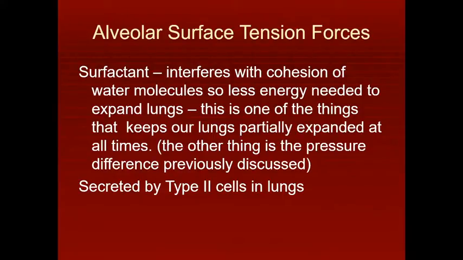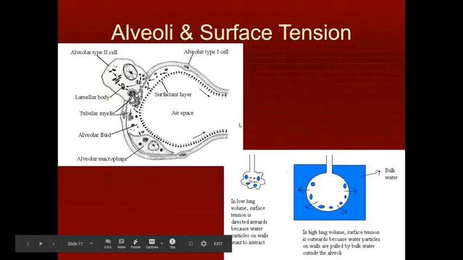Surfactant is secreted by type 2 cells in the lungs. That's probably a test question because it's easy and it's on there, and I can say, see, I told you, Garrett. All right, so we have our type 2 cell, and it is secreting some surfactant, okay?